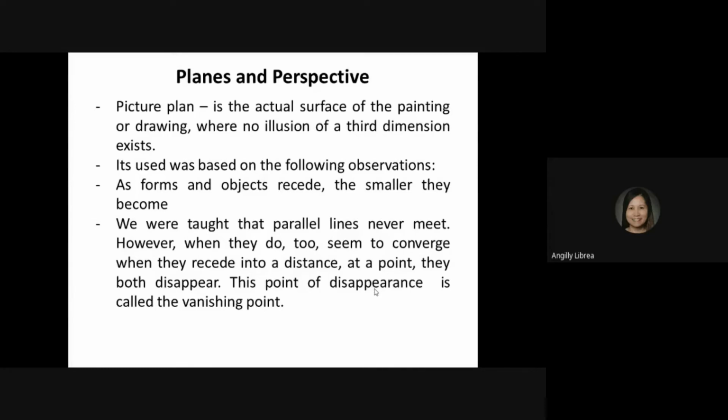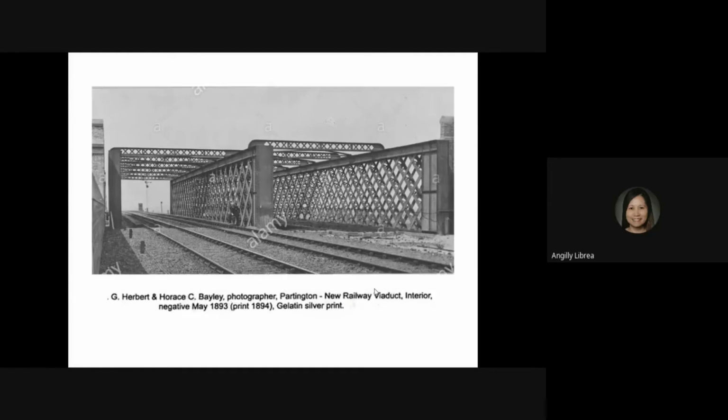Credited to Renaissance artists, its early proponents include Leon Battista Alberti, Paolo Uccello, and architect Filippo Brunelleschi in the early 15th century, whose ideas were published in Alberti's Treatise on Painting in 1435. Its use was based on the following observations. First, as forms and objects recede, the smaller they become.